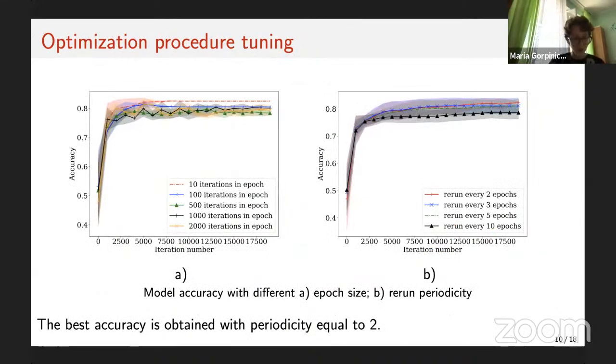Firstly, we tuned the optimization procedure. A series of experiments was conducted to determine the best epoch size and the best period between linear model training. The first figure plots the model accuracy for different epoch sizes. According to this plot, the epoch size was chosen to be equal to 100. The figure on the right plots the model accuracy for different periods between linear model training. The best results were obtained for a period equal to 2.